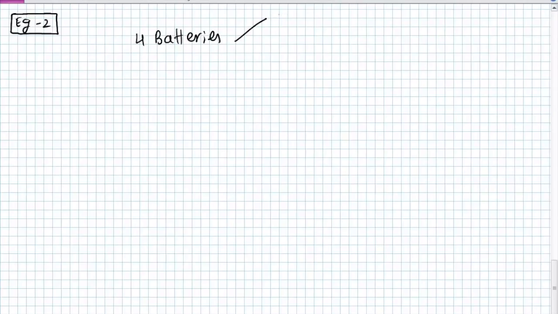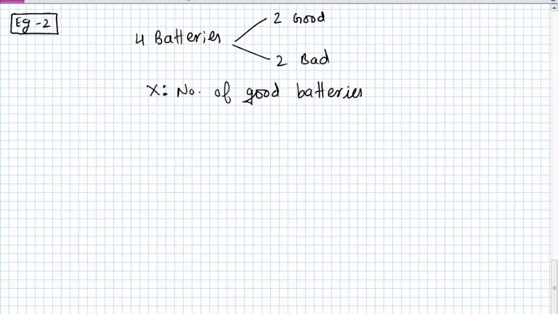There were actually 2 good batteries and 2 bad batteries, and somebody by mistake has mixed them, and it is difficult to figure out which ones are good and bad. So suppose we define random variable x as the number of good batteries. If you select 2 batteries out of 4, what is the probability that both of them will be good?